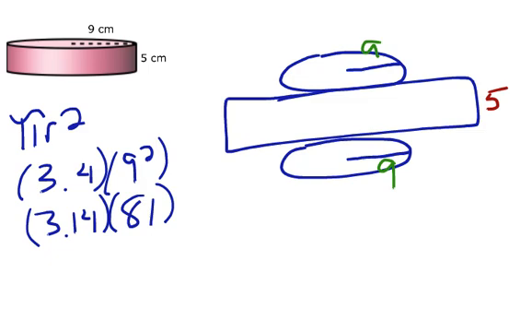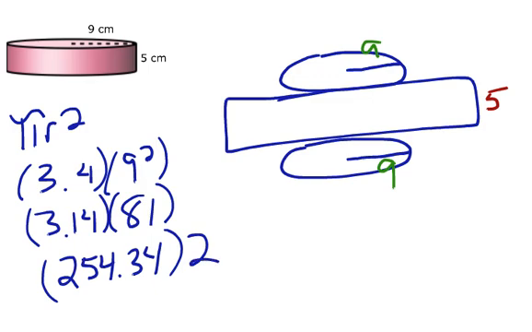And I think we've done this number before, but that's okay. 3.14 times 81 is 254.34. And we do have 2 circles, so we're going to multiply that by 2 so that we don't have to redo the whole problem again for the other circle. 254.34 times 2 is 508.68. So that's the area of both of the circles, and now all you have to do is find the area of the rectangle.